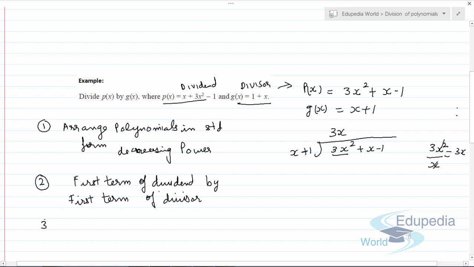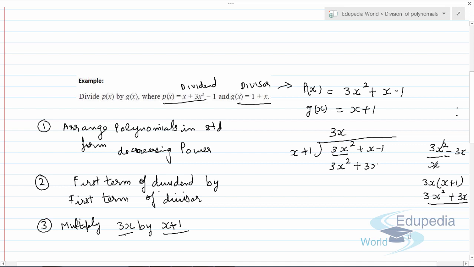Then in the next step we multiply 3x by x plus 1. That means we multiply the quotient we got with the divisor. So we get 3x into x plus 1, and the answer is 3x square plus 3x. Whatever answer we get over here, we write it in the same manner over here.